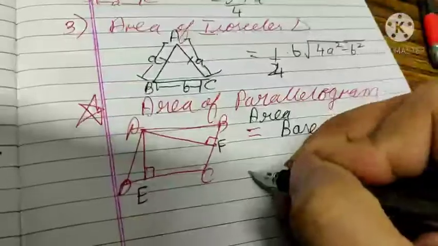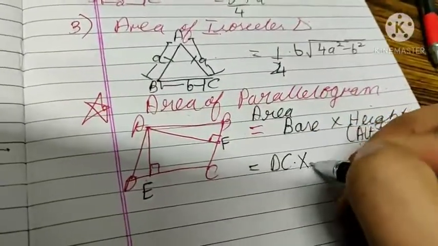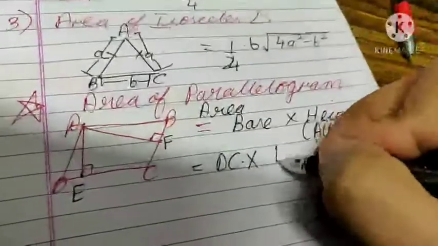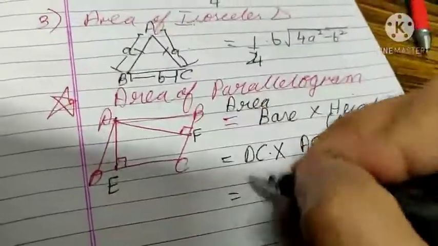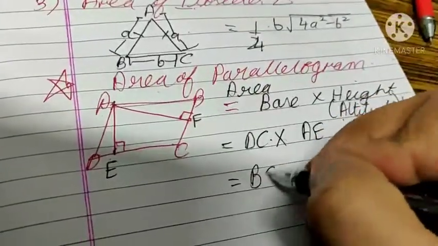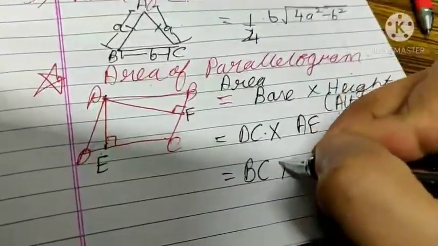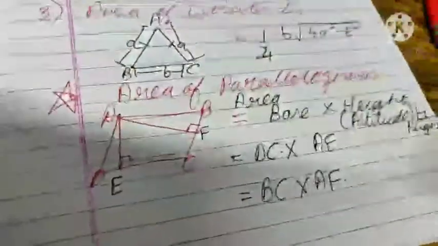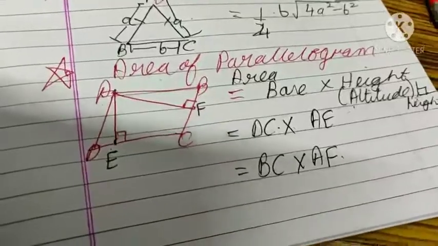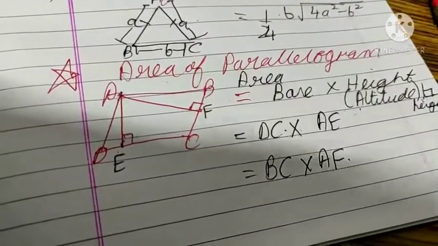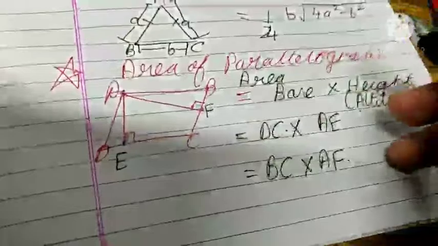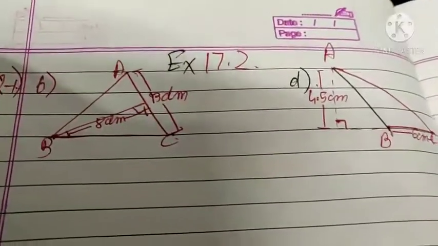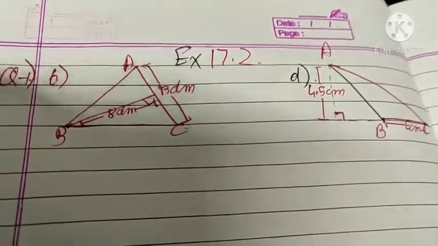Look, if DC is the base, then perpendicular height is AE. Or if BC is the base, then perpendicular height is AF, means line at 90 degree on it. This is base and then this is height. Look, by both the ways the area of parallelogram will be the same as the figure is the same. Okay, the area of parallelogram will remain the same. So starting with the exercise, this is our first question here.